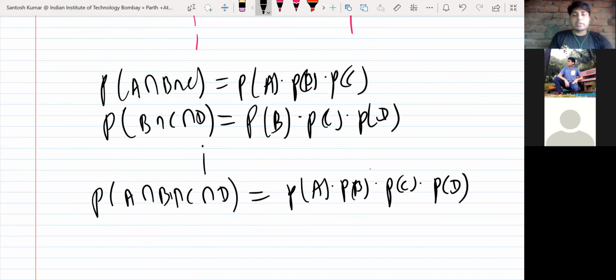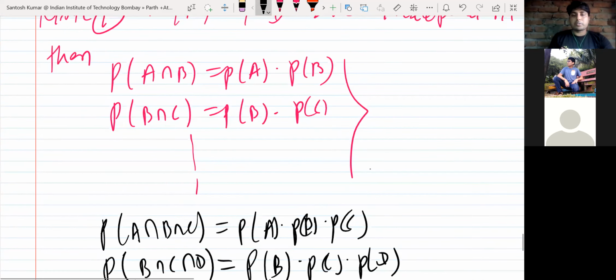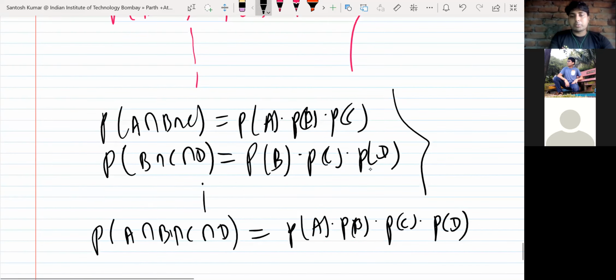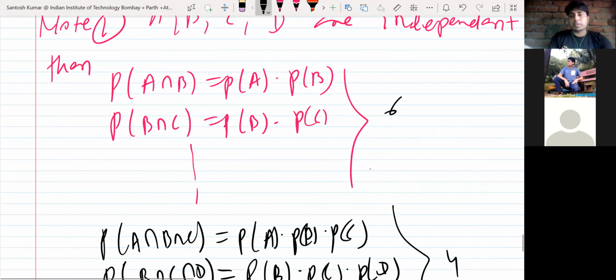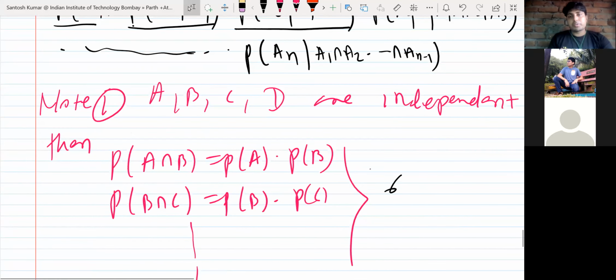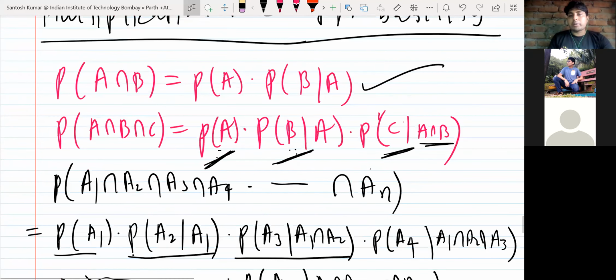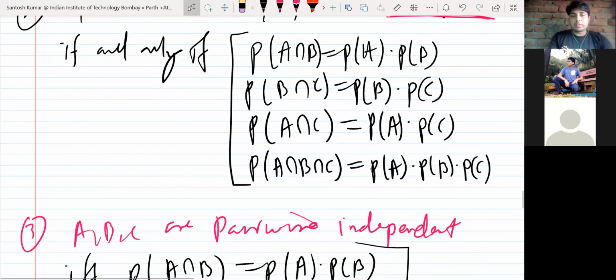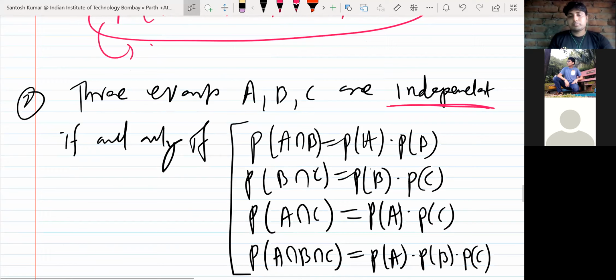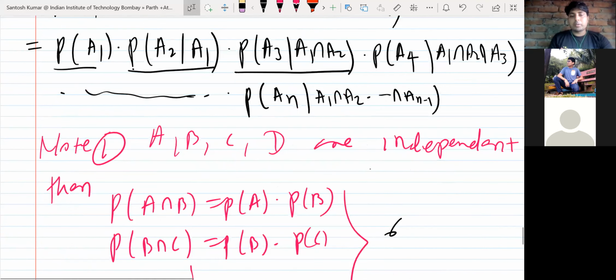So like this, for the independence of 4 events, you can write all these terms. Pairwise will be 6 terms, for 3 at a time it will be 4 terms, and this is 1 term. These conditions you have to check. 6 plus 4 plus 1, 11 conditions you have to check for the independence of 4 events. For the independence of 3 events, you had 4 conditions. For independence of 2 events, just 1 condition. Are you getting what I want to convey to you?